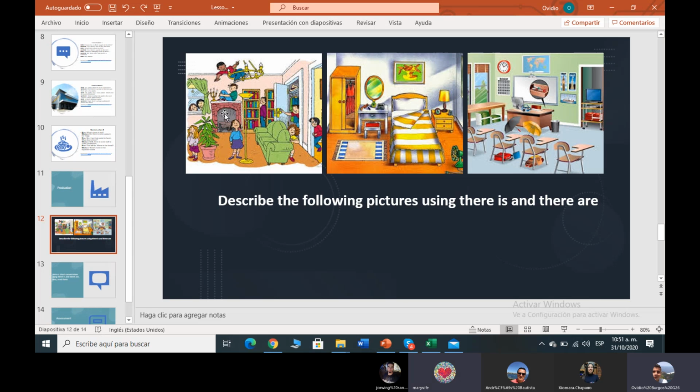There is one girl looking up. ¿Se dice así? O mirando hacia arriba. In the sky, el cielo. In this case, there is one, okay? There is one girl looking up to the boy.